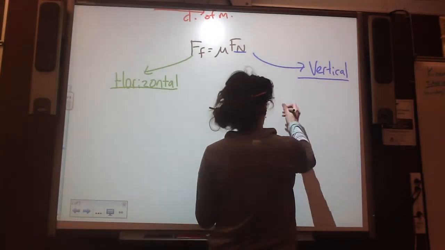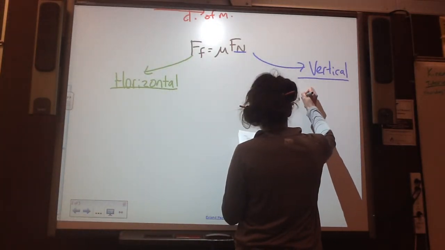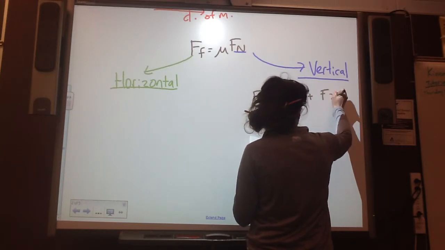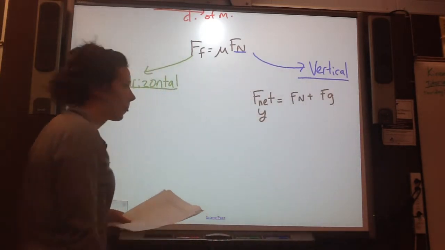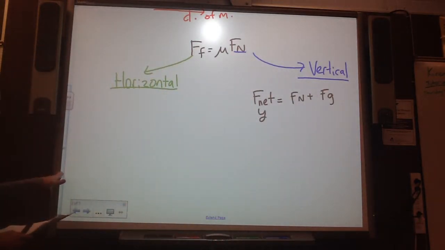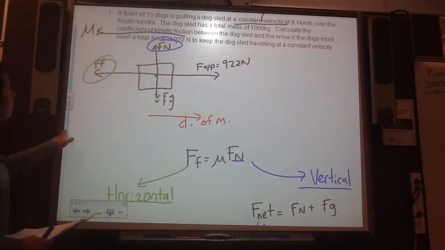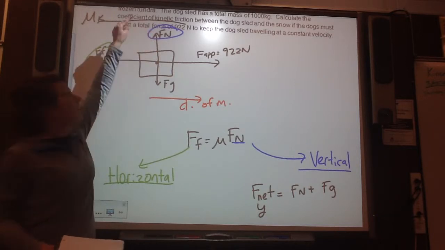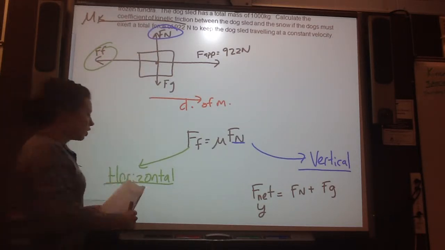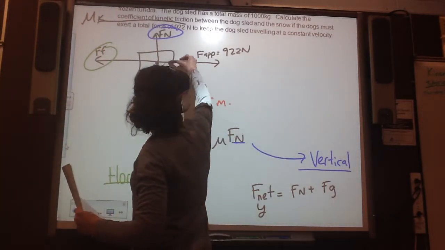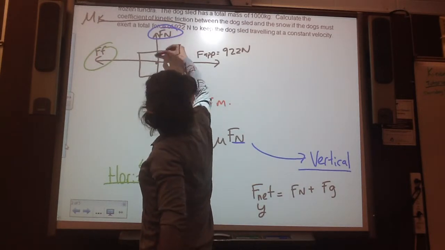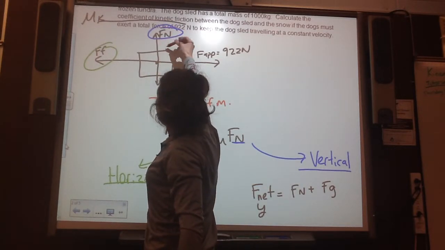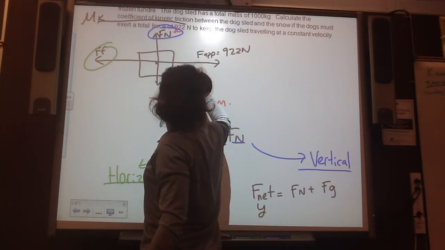So F net Y is equal to Fn plus Fg. How do you know that? Because when I look at my vertical of my free body diagram, I have Fn and Fg. So I'm saying the overall force is combining these two together. This is going to be a positive and this is going to be a negative.